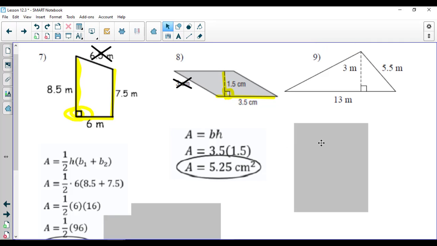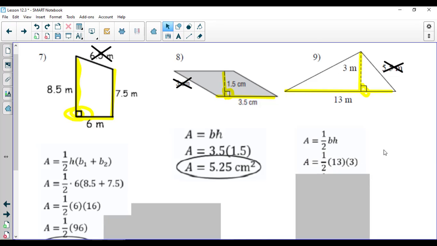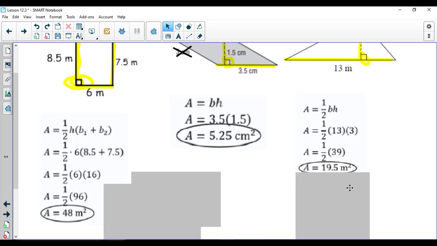Taking a look at number 9, this is a triangle. So our formula is half times base times height. So let's identify our base and height. We've got a 90-degree angle here. Pulled my box down a little bit too far. I might have given it away. My base is going to be 13 meters since our base and height intersect at a 90-degree angle. My height is 3, and that means I do not need to use the 5.5. It just happens to be one of the sides of the triangle, but not the base or height. So we'll do half times 13 times 3. The area of this triangle is going to be 19.5 meters squared.